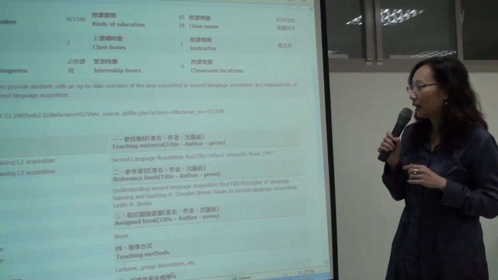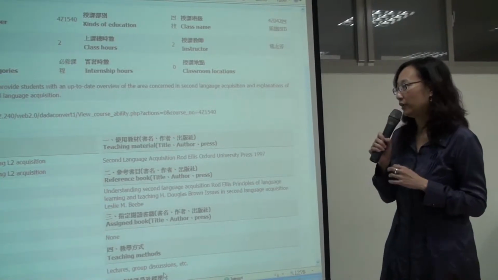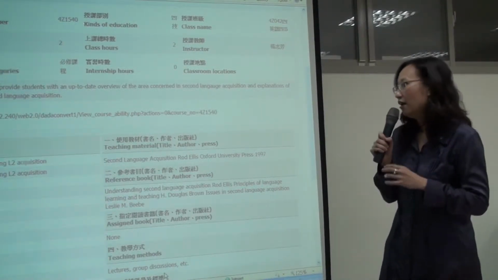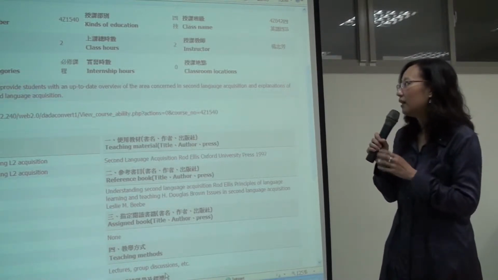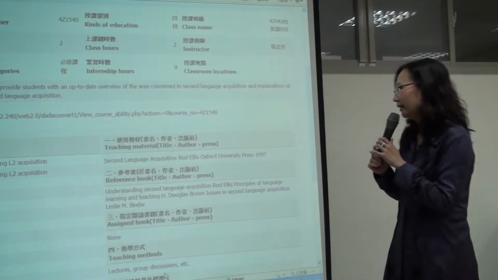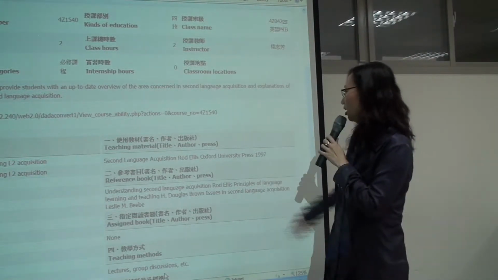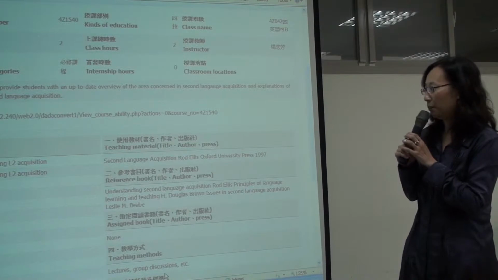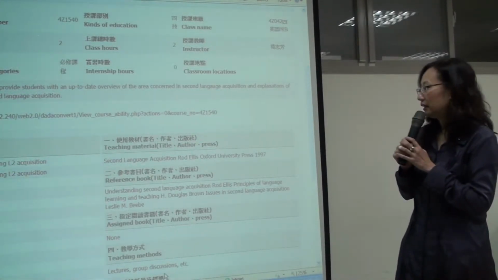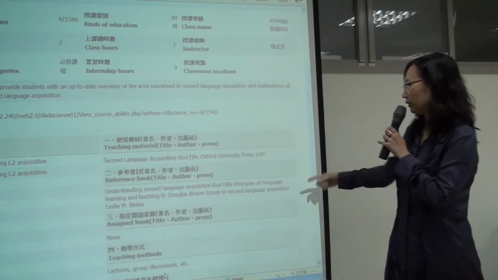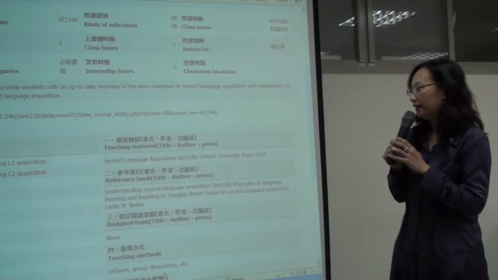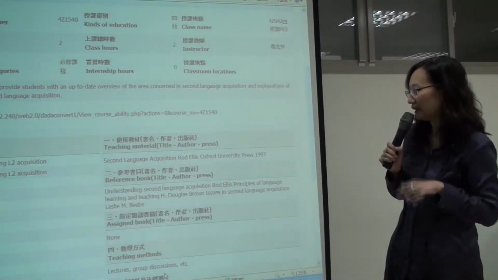And then there are some reference books that maybe you can use for this course. First is Understanding Second Language Acquisition, also by Rod Ellis. And then the Principles of Language Learning and Teaching by H. Douglas Brown. And the other one is Issues in Second Language Acquisition by Leslie M. Beebe. And there is no assigned book.